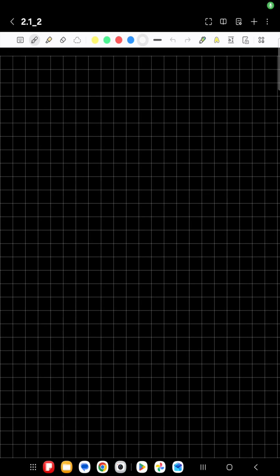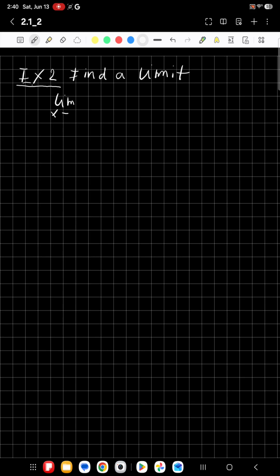Okay, so let's do another example. This is example 2, and we need to find the limit. It looks like this: the limit as x approaches 0. So that c number is 0 this time, and the function is x over the square root of x plus 1, and then minus 1.